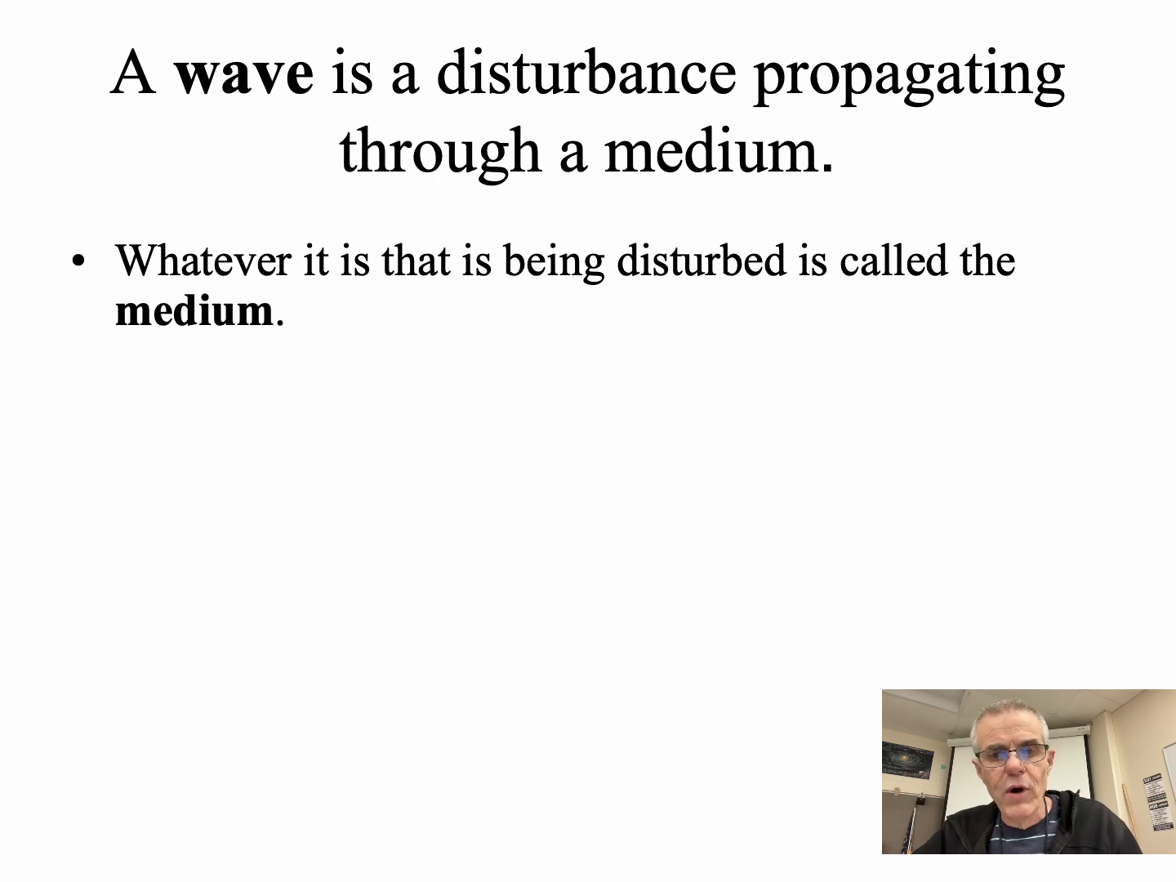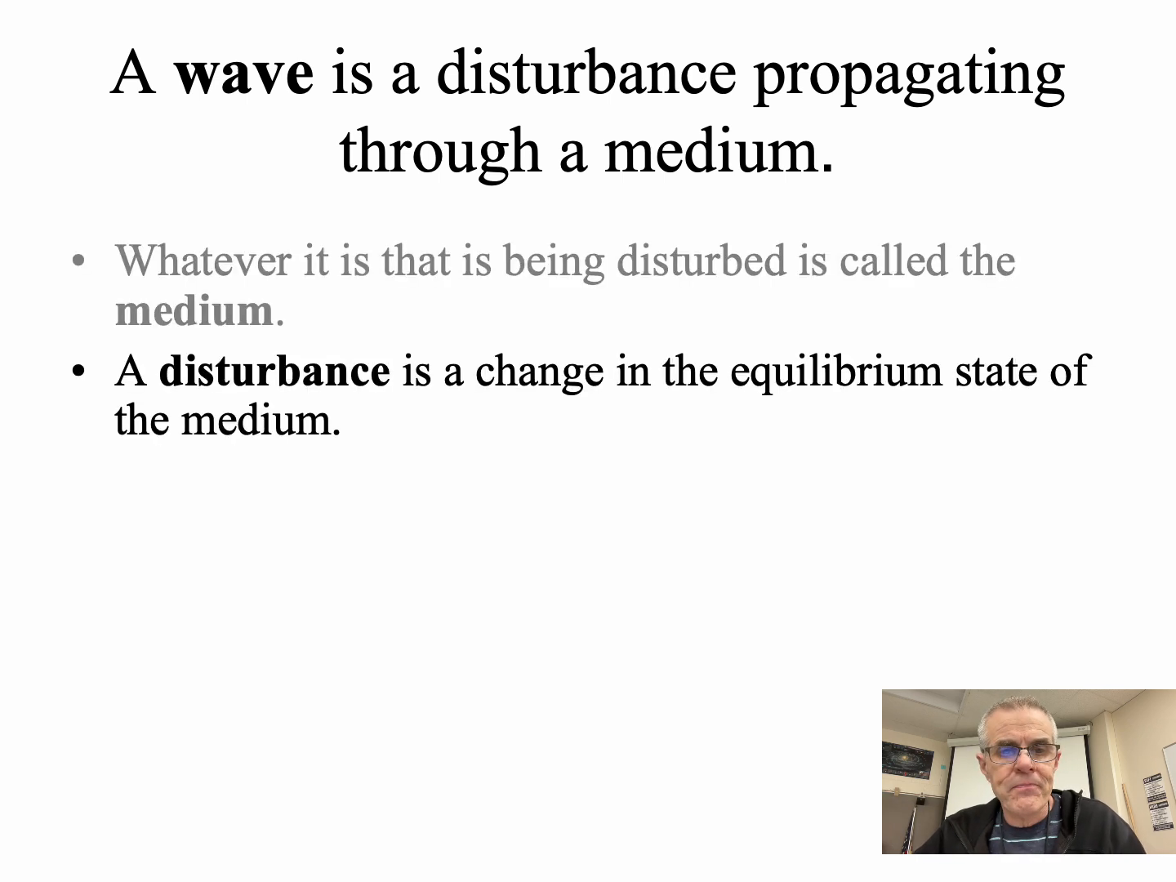The medium would be whatever it is that is being disturbed. For the ocean wave, let's just use that one as an example. The water itself is disturbed, and we can look at it and say, hey, the water's been disturbed. There's a wave. We know that it's disturbed because it's not in its equilibrium state. A body of water at equilibrium is flat like a mirror, like a still lake that has no ripples. So when we say it's been disturbed, it's been changed from some sort of equilibrium state.